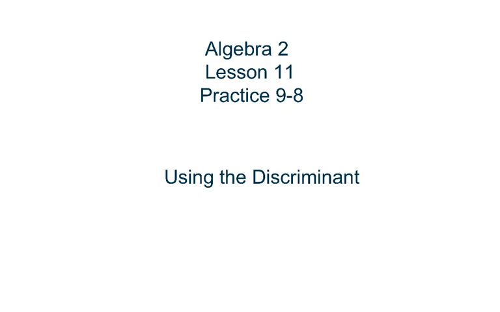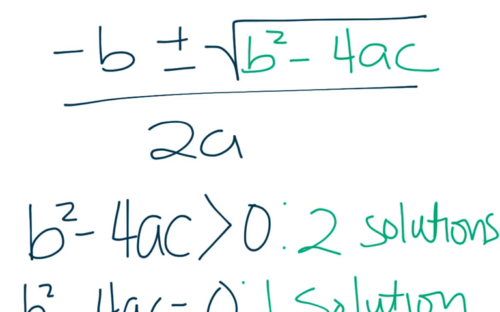Practice 9-8, using the discriminant. So we use the discriminant of the quadratic formula to figure out how many solutions an equation might have. The discriminant is just the inside portion of the square root sign in the entirety of the quadratic formula.